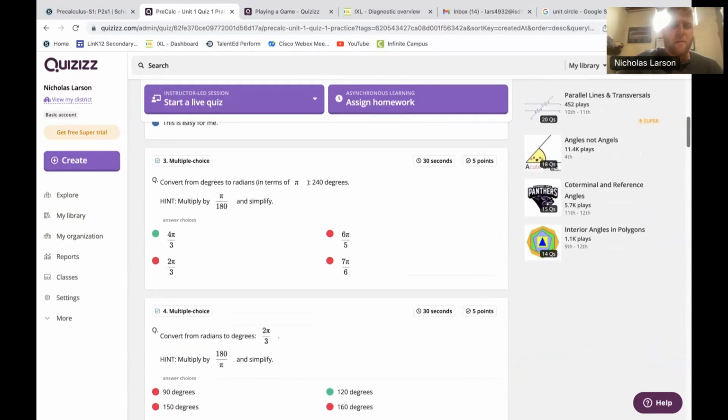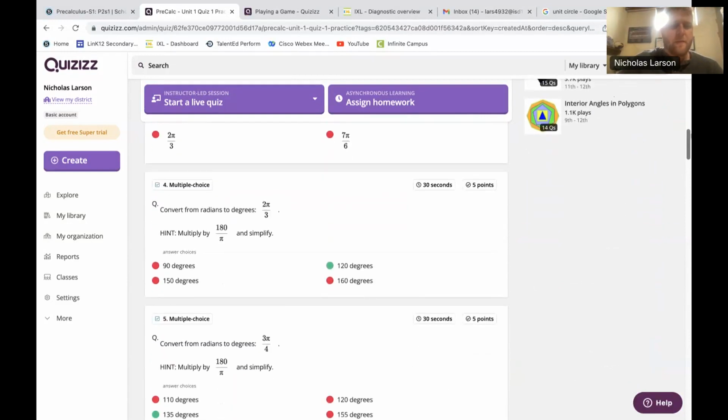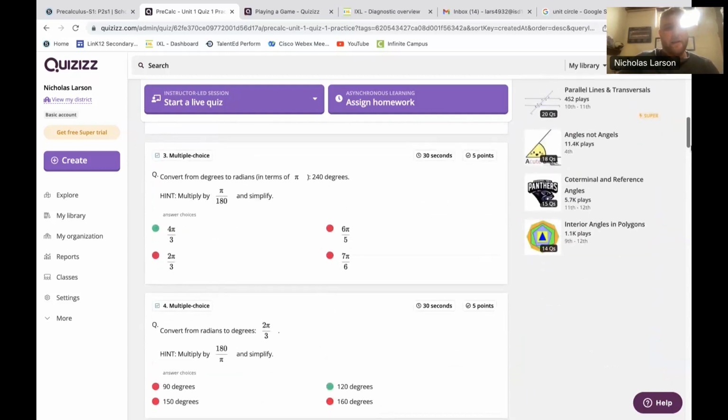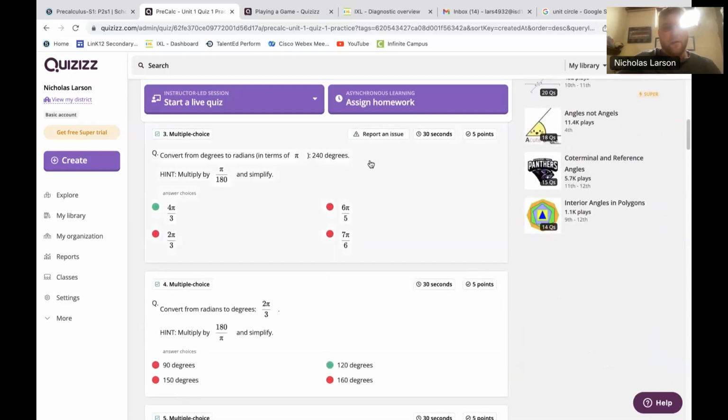Very similar type of problem. This is what I was mentioning earlier. Radians to degrees, you have to invert 180 and pi. So notice the difference between question 3 and question 4. In question 3, you're going degrees to radians, and in question 4, you're going radians to degrees.